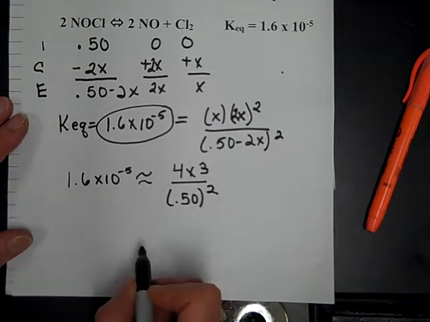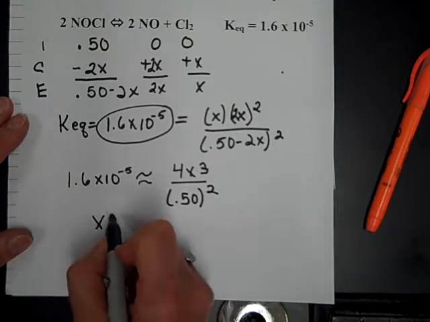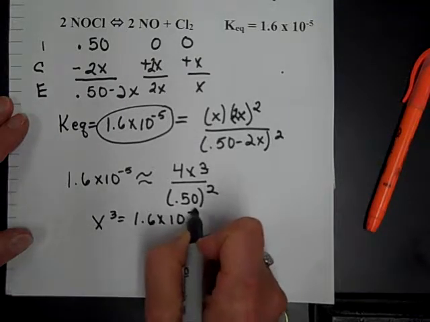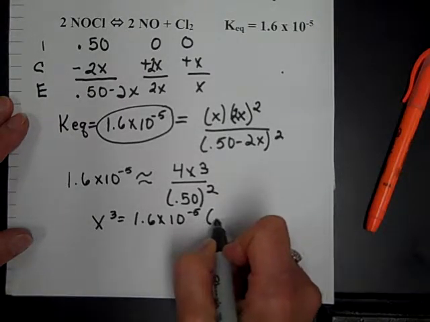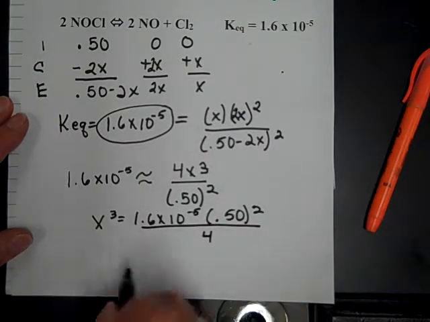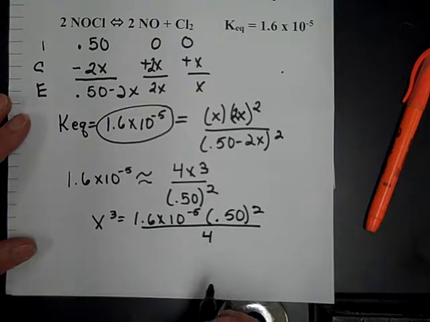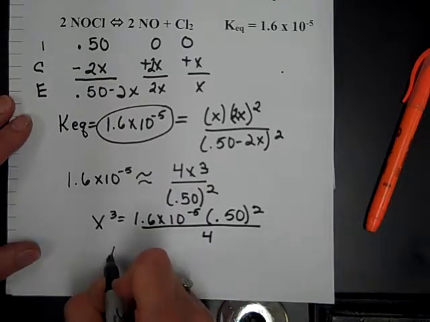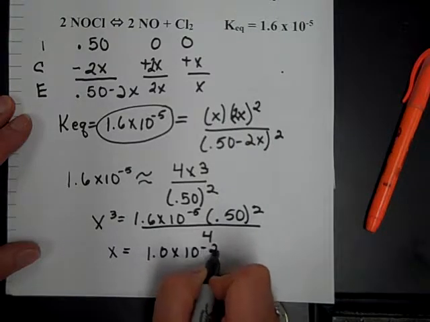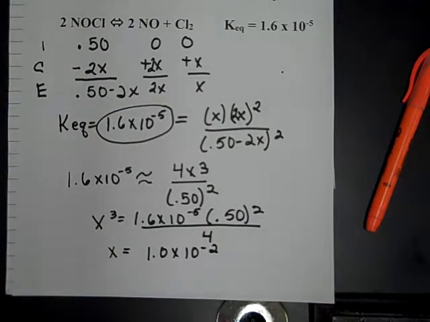So I'm going to do a couple steps at one time. I'm going to get that x cubed equals 1.6 times 10 to the negative fifth times 0.50 squared divided by 4. Okay, and x is going to be equal to 1.0 times 10 to the negative second, if you want to do it in scientific notation.